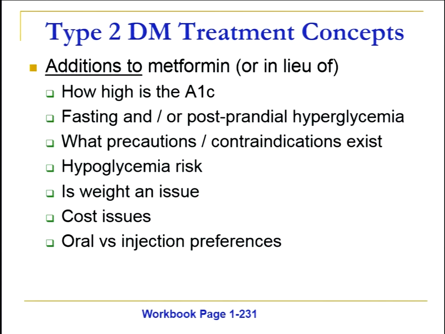Obviously, with anything, what precautions or contraindications may exist? What's the risk for hypoglycemia? Is the patient having frequent bouts of hypoglycemia? Because that's going to steer me towards some medications which have a lower risk of hypoglycemia compared to others with a higher risk. Is weight an issue? Is the person wanting something that's weight neutral? Do they want to lose weight, or do they not care if their weight goes up? And cost. We have a lot of newer medications out there, and they are very expensive. They're causing a lot of hardship on patients who don't have very good insurance.